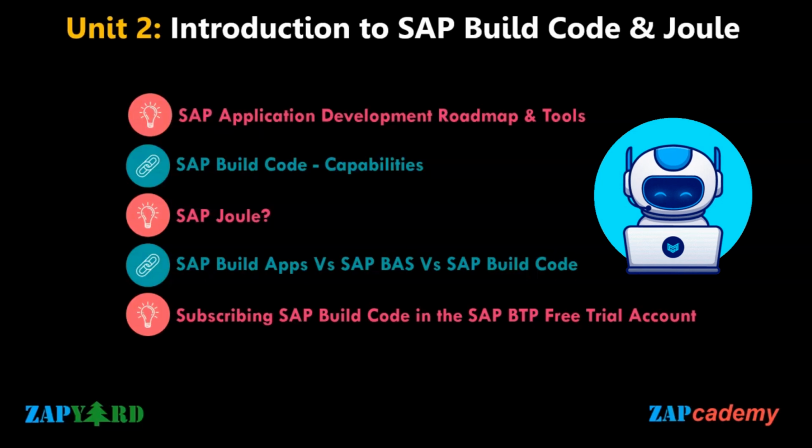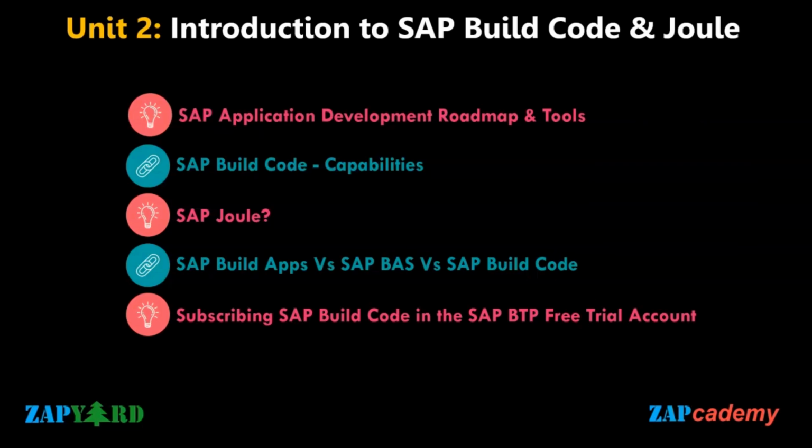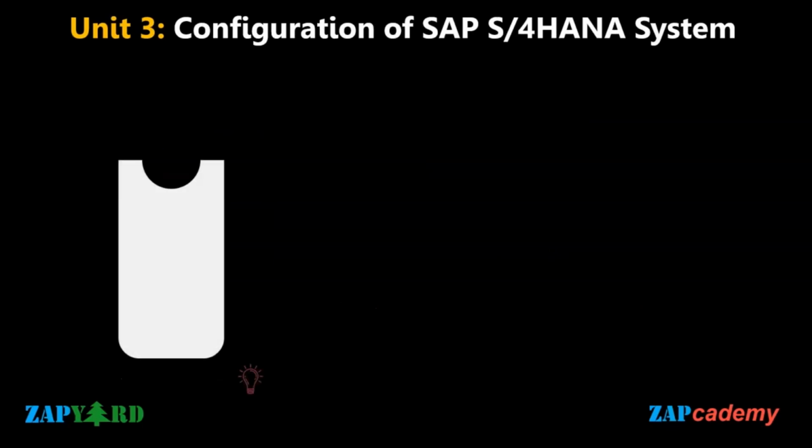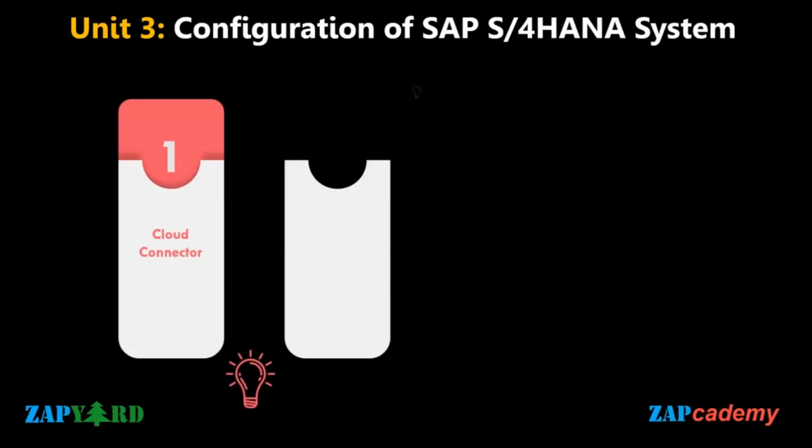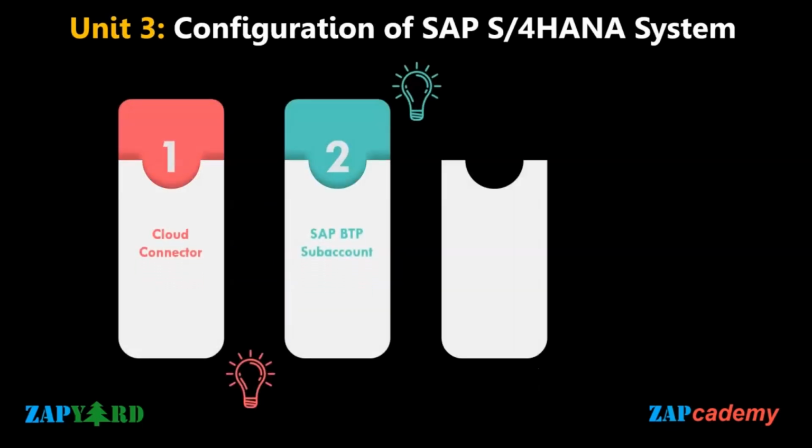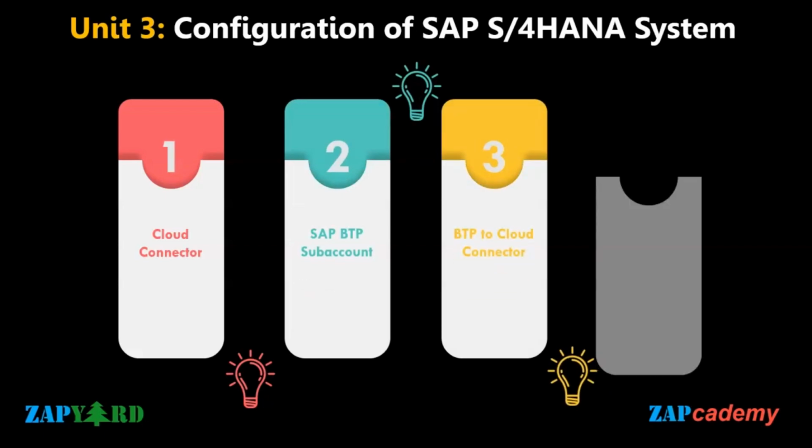To solidify our understanding, we'll compare and contrast SAP Build Apps, SAP BAS or Business Application Studio, and SAP Build Code, highlighting their unique strengths. Finally, we will guide the participant through subscribing to SAP Build Code within the free SAP BTP trial account, empowering all to start experimenting with this revolutionary technology. In week 3 of the training, we will tackle establishing the secure connection needed to leverage our AI-powered development tools.